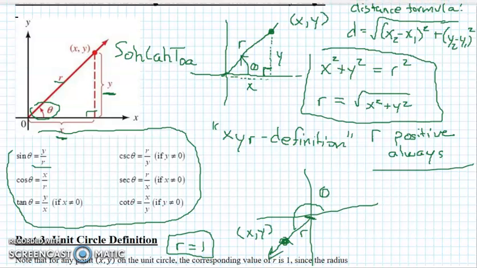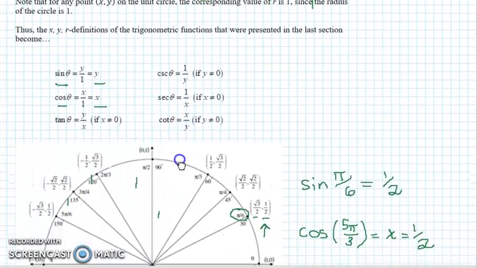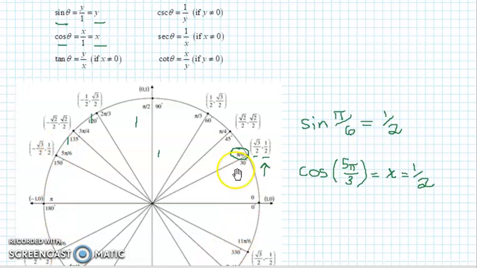And then the last one, just think of it as it's this XYR definition, but we're trying to make things a bit more convenient. So we think of a circle with radius 1. If the radius is always 1, then sine's just going to equal y, cosine's just going to equal x, and so on.